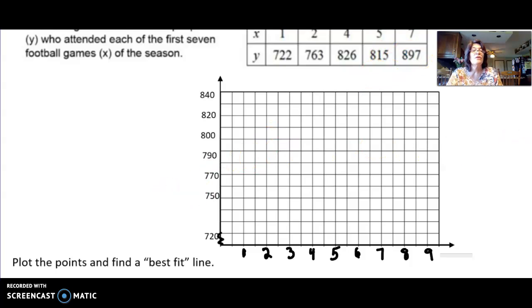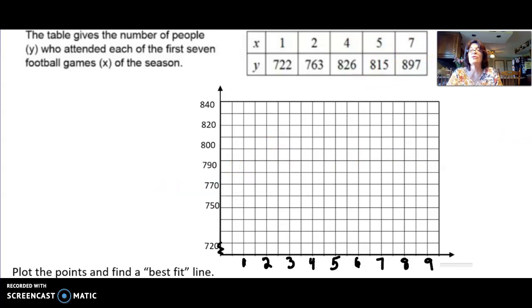So our first task is to plot the points. Let's make a scatter plot of all these data points. So the first game, 722. Now notice I have this squiggly line, and this isn't 0. I don't go from 0 to 720. It's like I ripped off a portion of the graph. That's what that shows, because sometimes I don't need to go from 0 to 720.